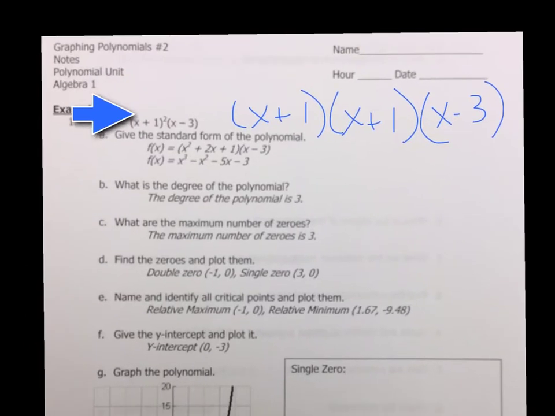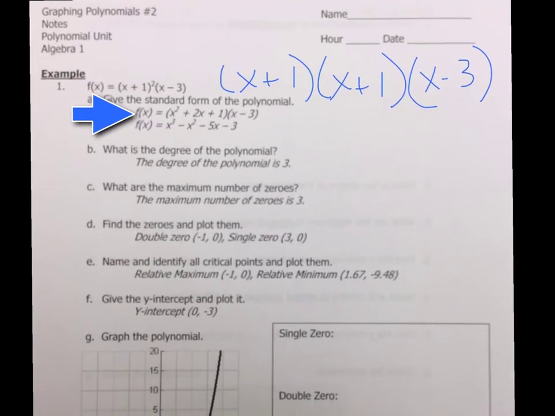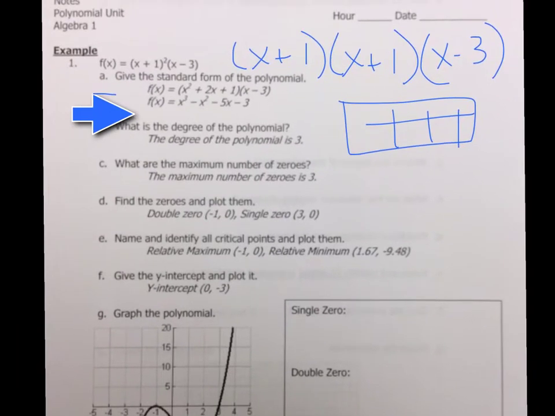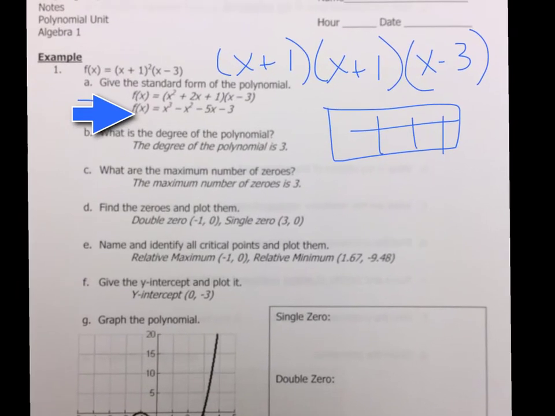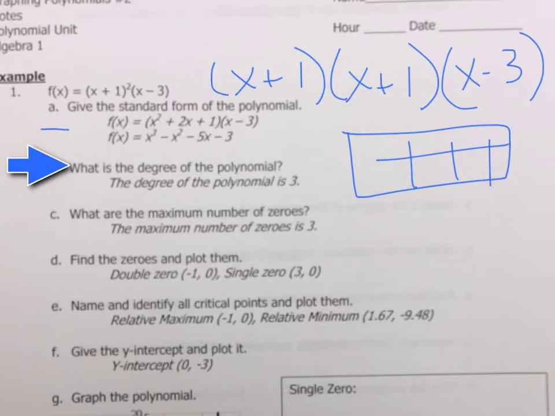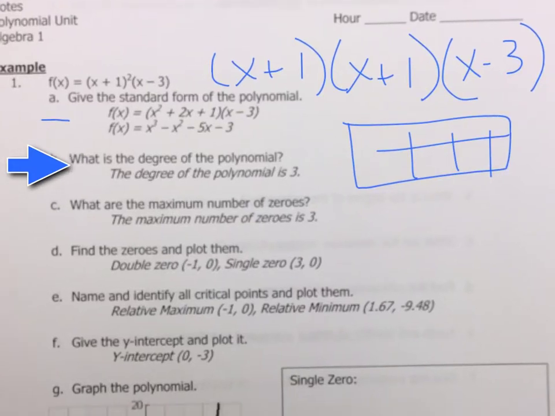You'd have one of these boxes here that you had to fill in order to get the final standard form, x to the 3rd minus x squared minus 5x minus 3. So all we were doing was distributing in order to get the standard form. Okay, so what is the degree of this polynomial? Well, in standard form, I can see that the highest degree would be a degree of 3.